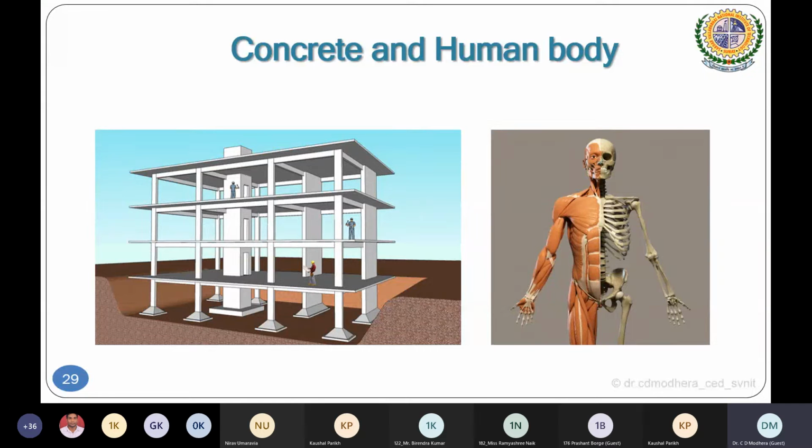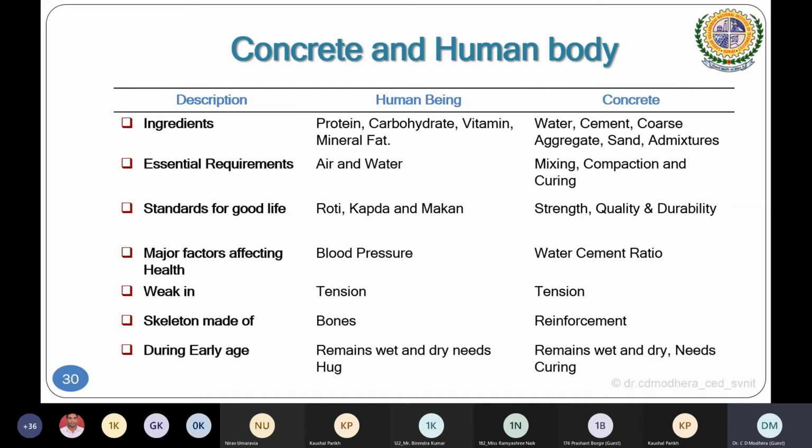We are talking about concrete and the human body. How does it relate? Human body means it is a living thing, and concrete we usually call a non-living thing. But if you relate the behavioral part, then both have the same kind of taste. So sometimes, as a civil engineer or in concrete technology, you can say concrete is also a living thing. How? Only the difference is there.